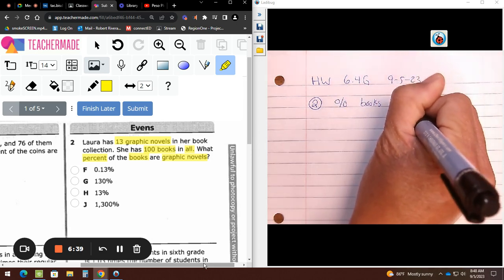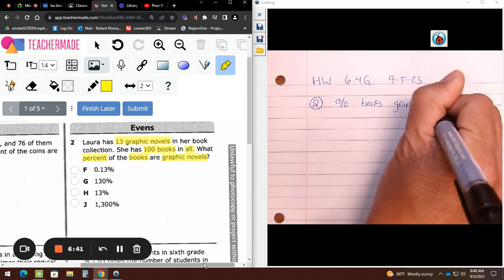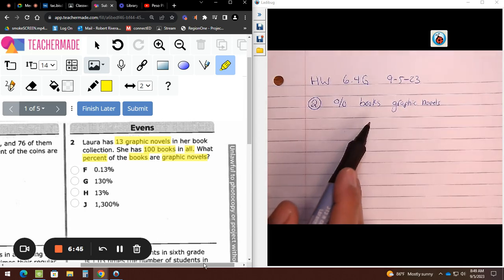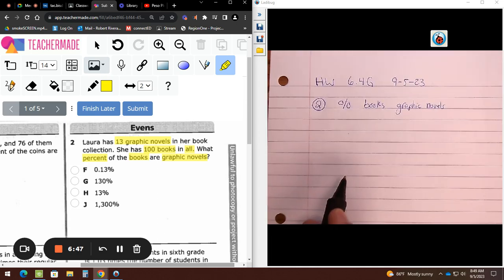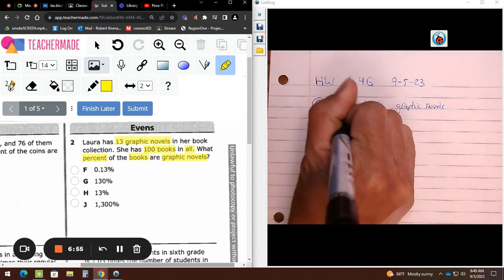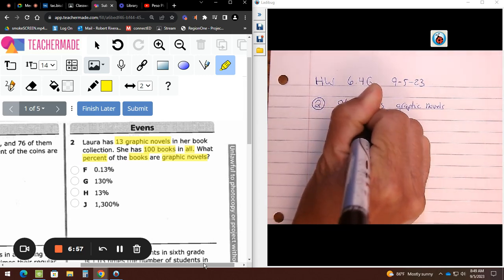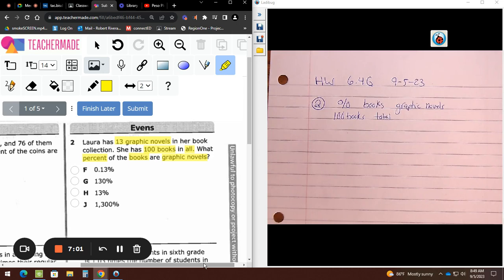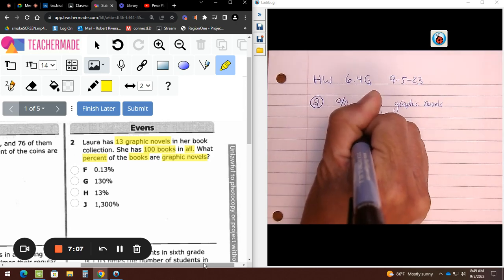13 graphic novels. Oh. So we're just grabbing the stuff right now. We're still not working. Just grabbing the stuff. Percent, books, graphic novels. There. Do I need to know? Yeah, you're just grabbing the information. Second sentence. What was important in the second sentence? She has 100 books. 100 books in all. And we call that the total because of the word "in all." Good. First sentence. 13 graphic novels. Very good. 13 graphic novels.